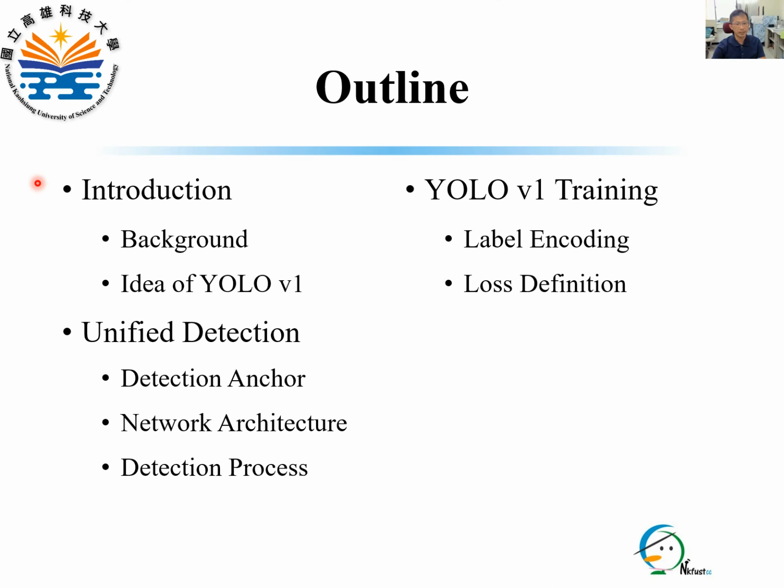The outline of this lecture includes introduction about the background and the idea of YOLO v1, unified detection, about the anchor mechanism used for object detection, network architecture for prediction, and the detection process. YOLO v1 training, about the way to encode the ground truth label, and the loss definition for training.